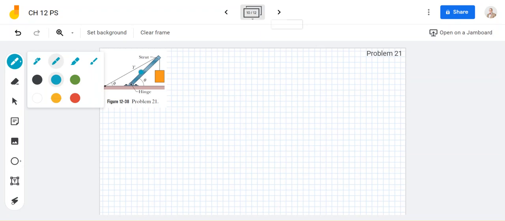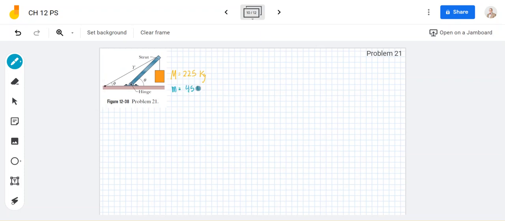So I have this strut right here, and let's put the stats on so that we can remember what it looks like. It says this is a concrete block of mass 225, so the big mass is 225 kilograms. The strut here is 45 kilograms.